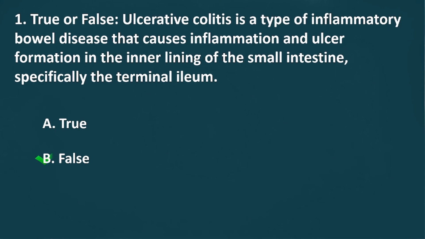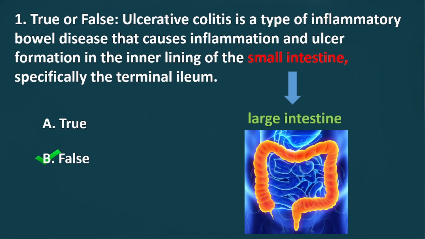The correct answer is letter B, false. Ulcerative colitis is a type of inflammatory bowel disease that causes inflammation and ulcer formation in the inner lining of the large intestine, not in the small intestine. The inflammation tends to start in the rectum and spreads throughout the colon. The small intestine is usually not involved.